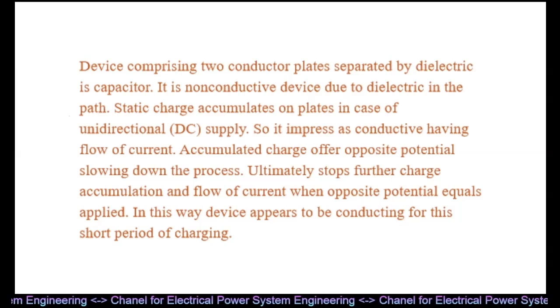A device comprising two conductor plates separated by a dielectric is a capacitor. It is a non-conductive device due to the dielectric in the path. Static charge accumulates on the plates in case of unidirectional DC supply. So it appears conductive, having flow of current. The accumulated charge offers opposite potential, slowing down the process. Ultimately, it stops further charge accumulation and flow of current when the opposite potential equals the applied. In this way the device appears to be conducting for this short period of charging.